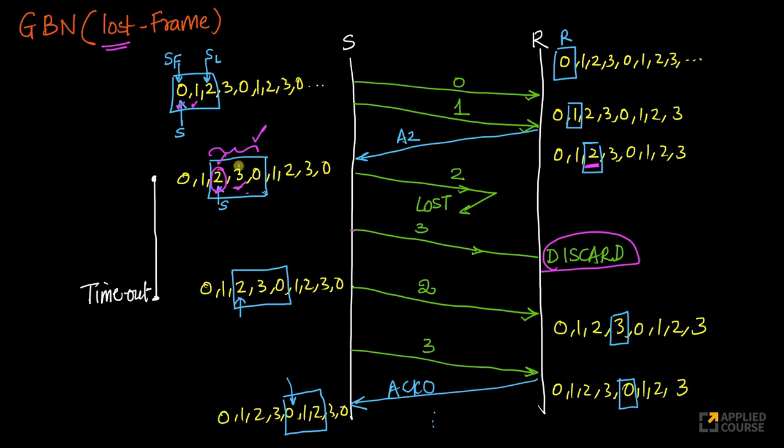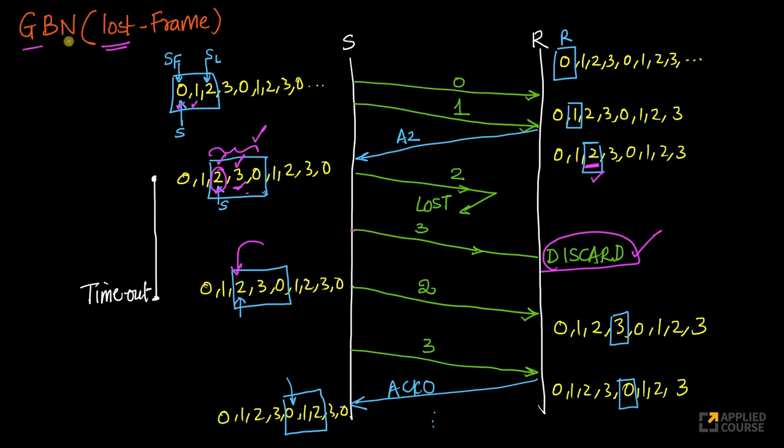Look at this. Remember what all I have sent? I have already sent 2. I have already sent 3. But 2 got lost. 3 was discarded here. 3 was not taken into consideration. 3 was completely discarded because the receiver is waiting for 2 still. And because my sender did not get any acknowledgement back, it will time out after a while. When it times out, it goes back to the starting frame and resends everything. It goes back and starts resending.